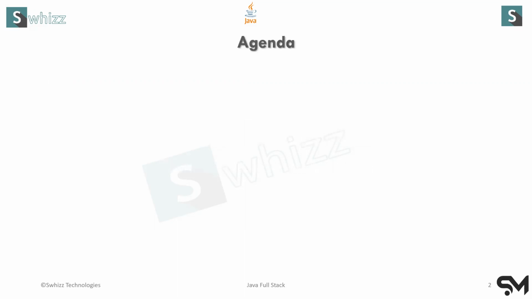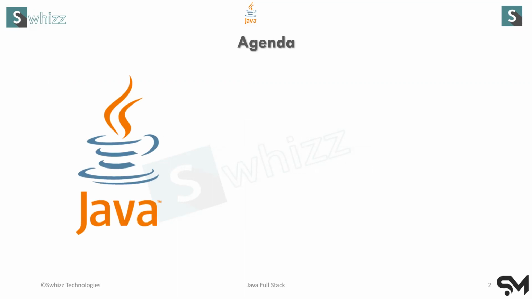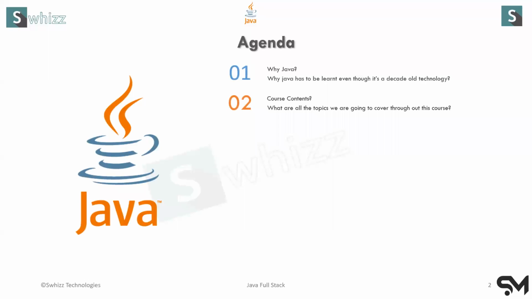Let us see the agenda, what we are going to discuss. We are going to discuss obviously about Java, and why Java. Even though it is a decade old technology, we are still learning Java. Why? We are going to discuss that. And what are the course contents? What are all the topics we are going to discuss in this course, as well as the conclusion, what you are going to gain by joining this course.